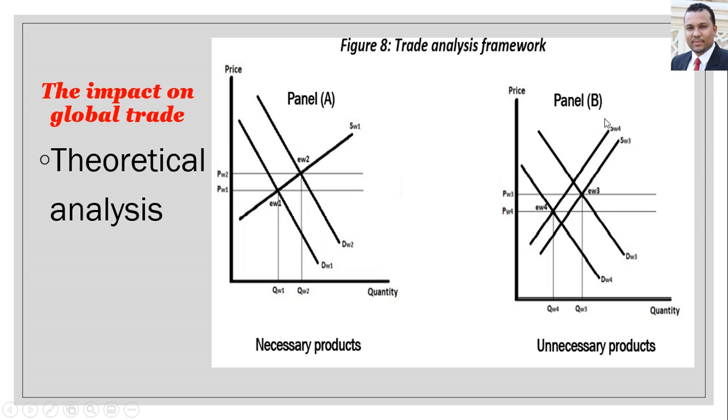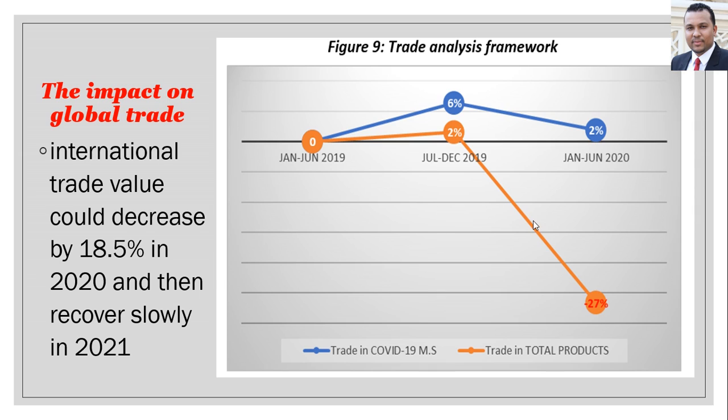What about panel B, the demand and supply in the case of unnecessary products? The demand decreased for unnecessary products from D3 to D4. There is a decrease in demand because consumers concentrate on the necessary products and ignore the unnecessary products. But what about the move of the supply curve? When the supply curve shifts to the left, there is a lockdown, maybe a lockdown or shutdown of factories or economies, mainly in unnecessary products. This is the difference. In this figure, we present the impact of COVID-19 on global trade.